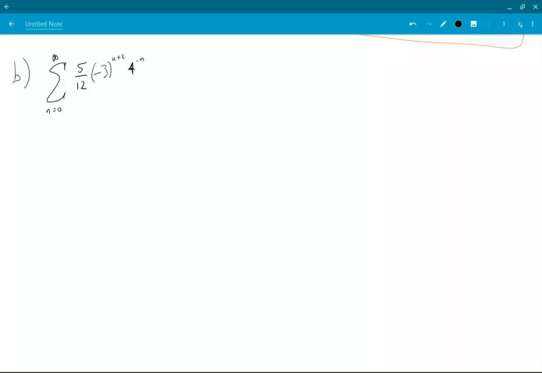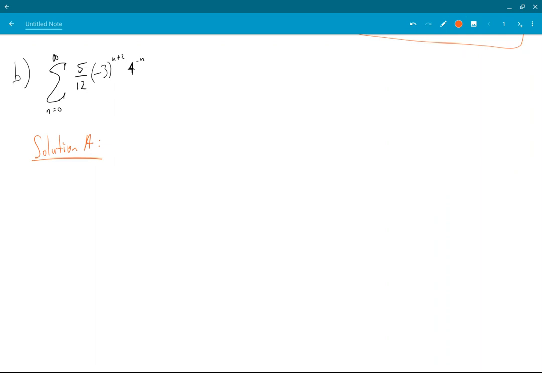Okay, another series example. So same question, find the sum or explain why the series diverges. Okay, so based on the exponents, I believe this is geometric. So let's see why. I'm going to do this twice.